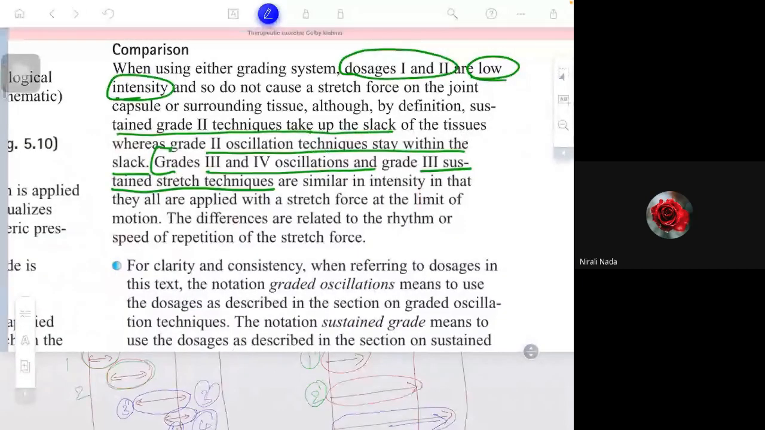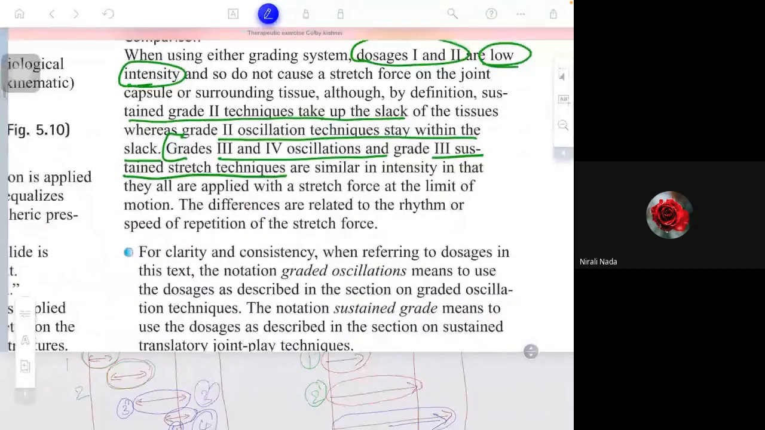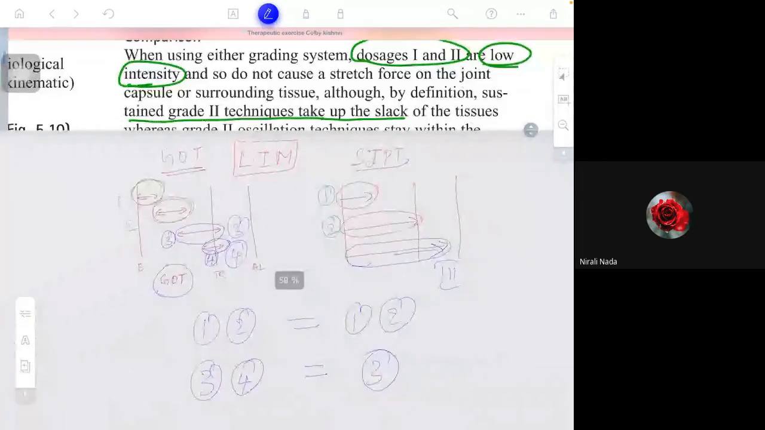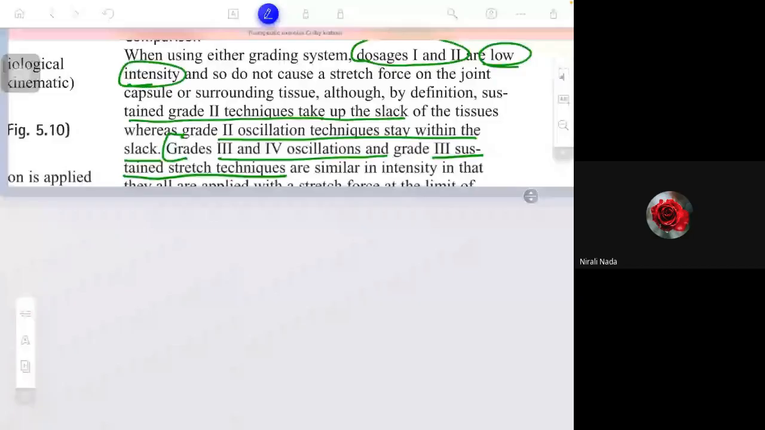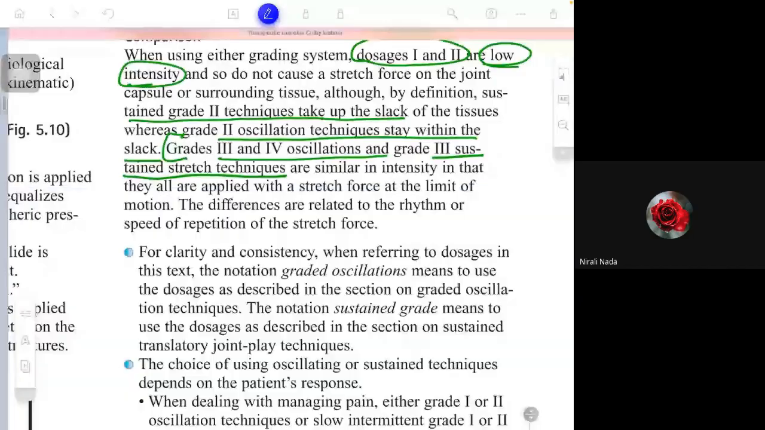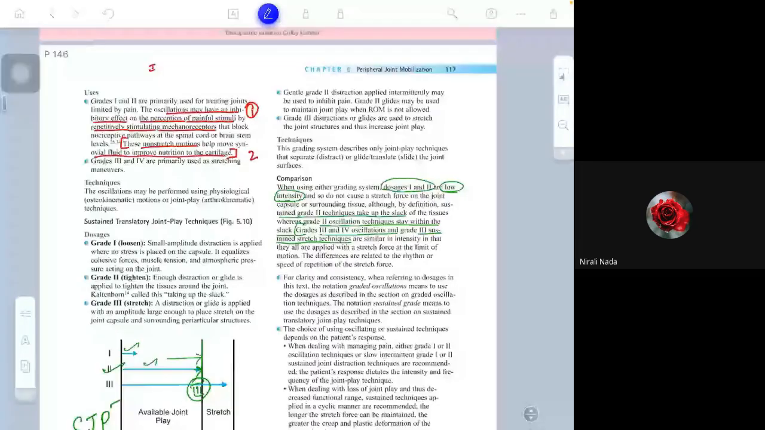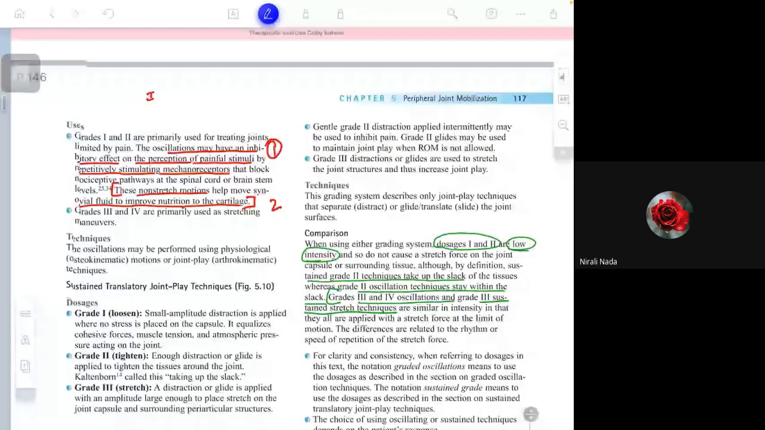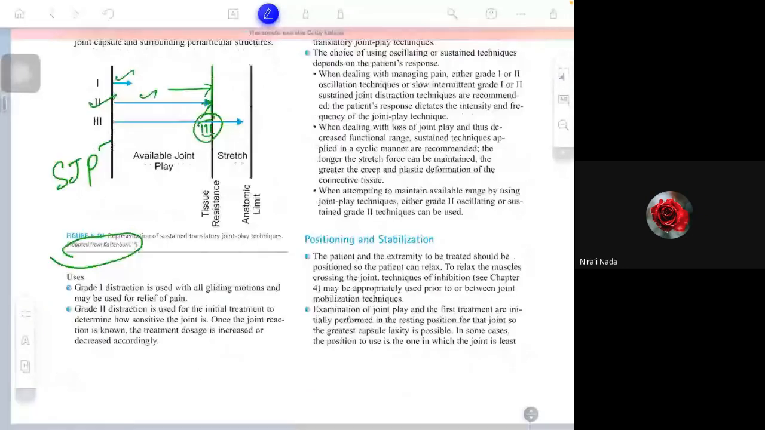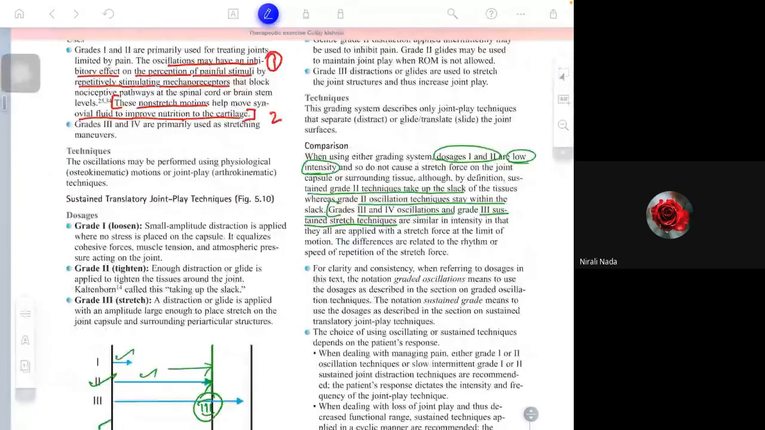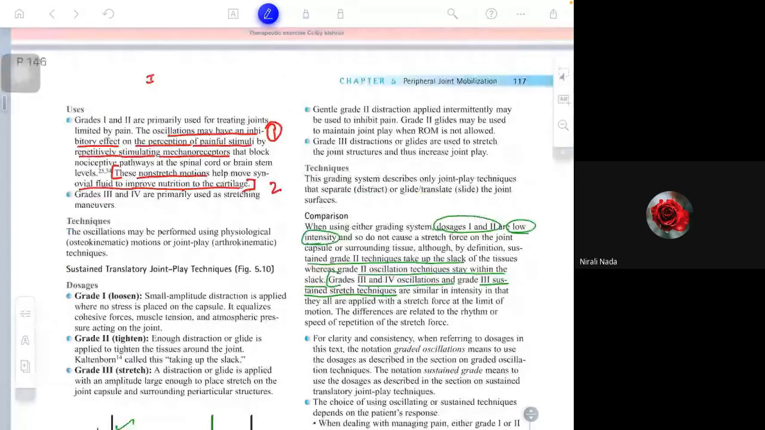Any doubt? No, sir. So once you go through the book, Colby Krishna, and you study this, page 117, these pages you go through. So next class, I will try to explain the practical classes.